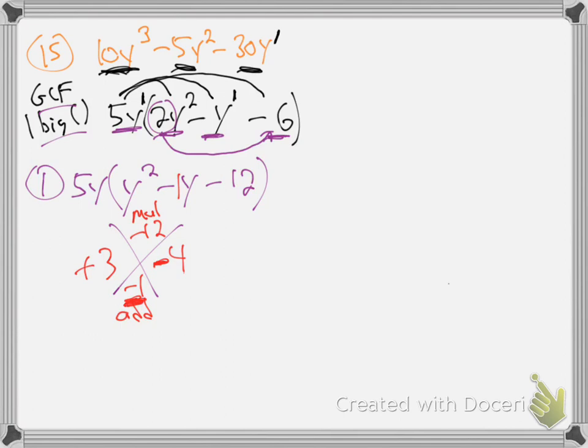So the sign in the bottom, the negative, goes on the bigger, the 4. Negative 4 times 3 is negative 12. Adds to be negative 1. So step 2 then is we have the 5y still in the front. And y plus 3, y minus 4. But now, what do we do on step 3?